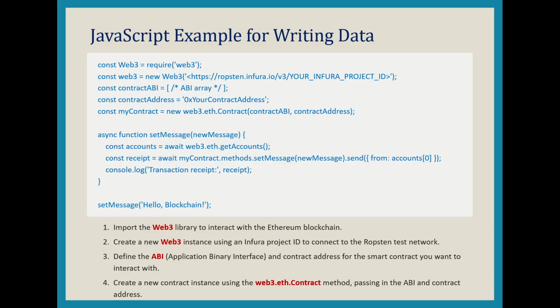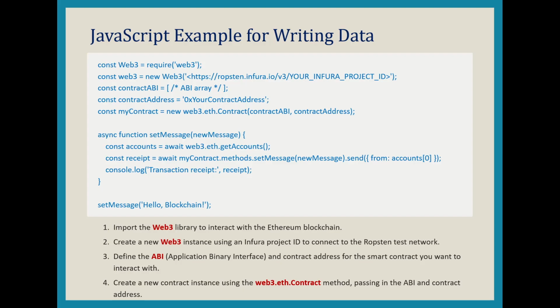Right, you're importing the Web3 library again. Similar to what you did in reading data, same thing we are doing here, first two steps, right? Again, we are creating a Web3 instance, new Web3 with ropsten.infura.io and your Infura project ID. Then again, same thing, contractABI and contractAddress. I'm not wasting too much time on this, right?